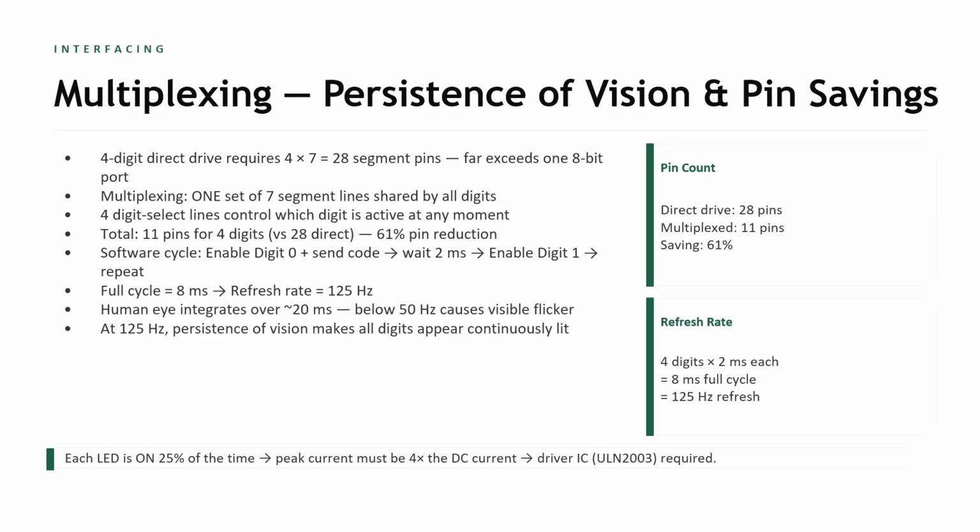The human eye integrates light over approximately 20 milliseconds. At 125 Hz, the persistence of vision makes all digits appear continuously and steadily lit. Below 50 Hz, you would see visible flicker. One important hardware note: since each LED is only on 25% of the time, the peak current must be 4 times the DC current, which requires a driver IC like the ULN2003.